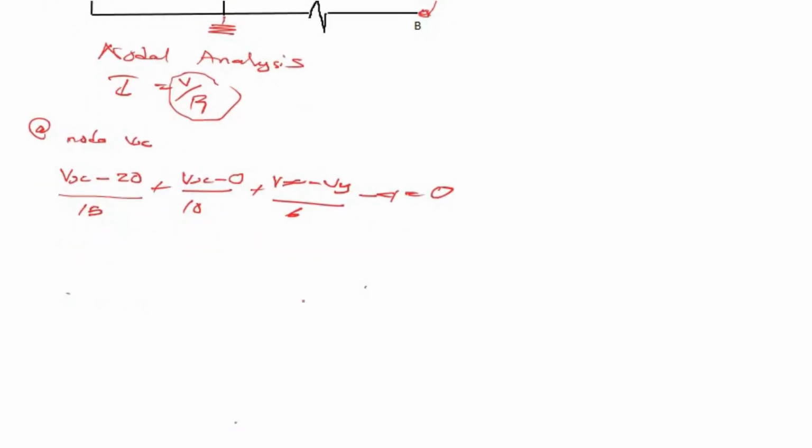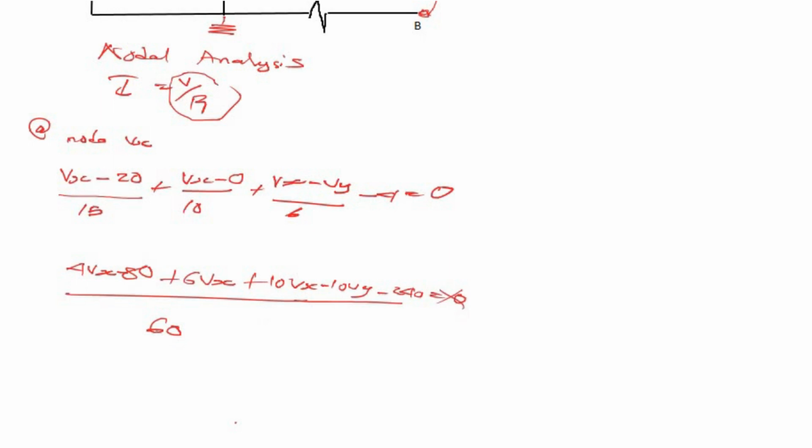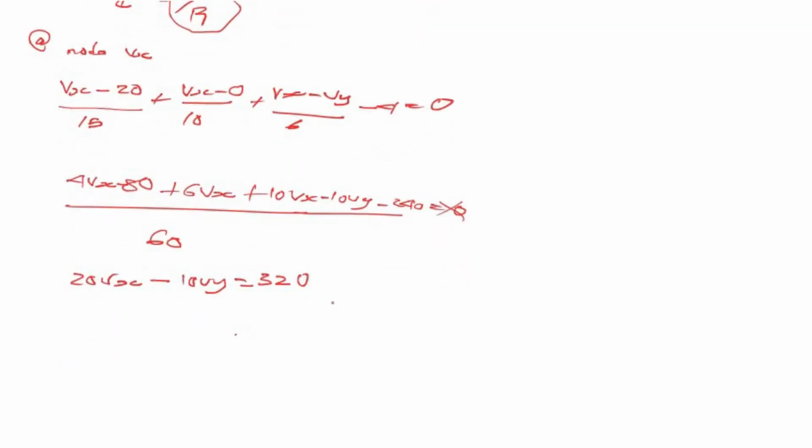So let's quickly find our LCM. Our LCM is 60. So here we are having 4Vx minus 80 plus 6Vx plus 10Vx minus 10Vy, then minus 240 is equal to 0. Cross multiplying, 60 will go. So we are going to have 4Vx plus 6Vx plus 10Vx, that is 20Vx minus 10Vy is equal to, if you sum 80 and 240, we are going to have 360, sorry, 320 at the other side. So this is our equation 1.